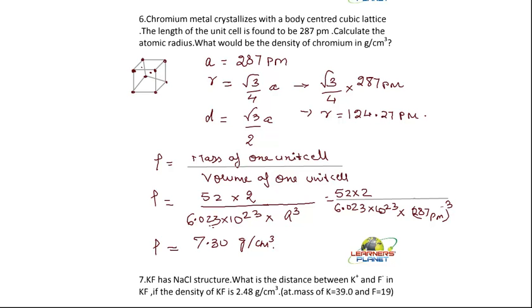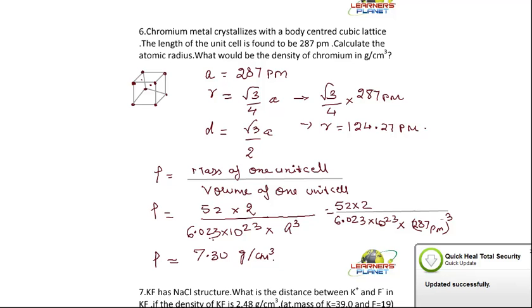Now let's take up our next question. So the answer, the density of the chromium, that is what was our question over here? What would be the density of chromium in gram per centimeter cube? So it comes out to be 7.30 gram per centimeter cube.